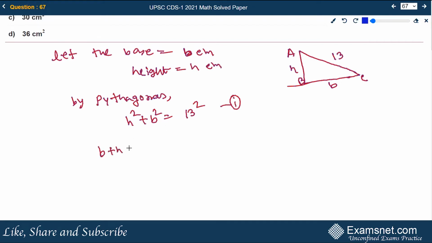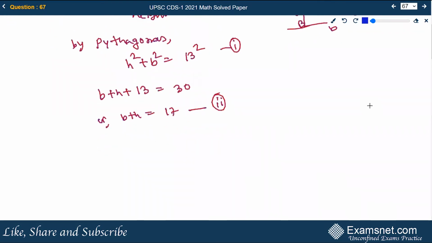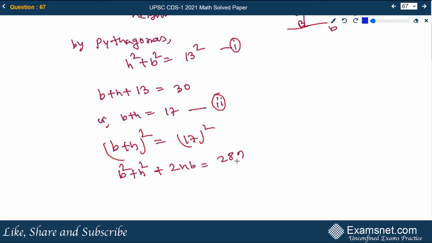Also, we are given that the perimeter is 30 centimeter. So the sum of the height and the base will be 17. Let's name it equation number 2. With the help of 1 and 2, we will find the value of BH. So B plus H whole square will be 17 whole square. Here B square plus H square plus 2BH. So the value of BH will be 289 minus 169 by 2.